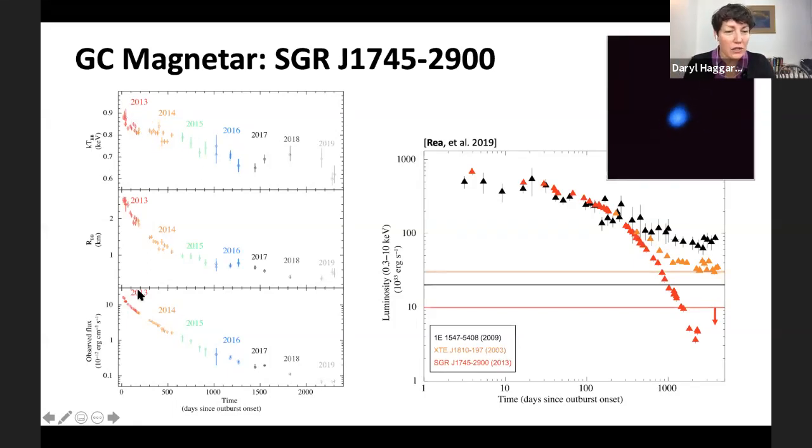So this is a long-term light curve. This is the observed flux from the Magnetar over time. And this is sort of monitoring some of these neutron stars. This is the luminosity of the Magnetar. This is the Galactic Center Magnetar in red. And you can see it's being contrasted with a few other very interesting X-ray emitting magnetars that have been monitored over these multiple year-long timescales as well.